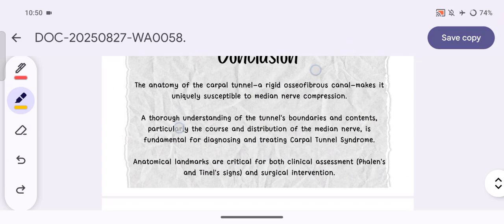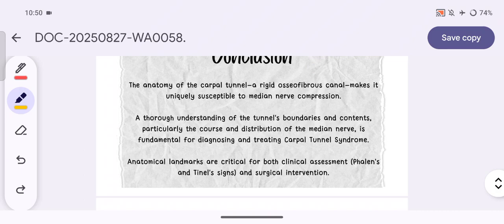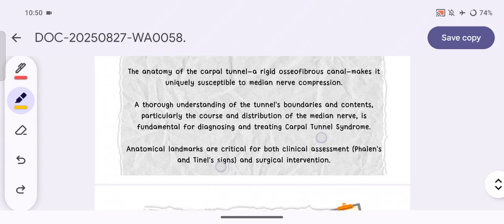Now, conclusion. The anatomy of the carpal tunnel, a rigid osteofibrous canal, makes it uniquely susceptible to median nerve compression. A thorough understanding of the tunnel's boundaries and contents, particularly the course and distribution of the median nerve, is fundamental for diagnosis and treatment of carpal tunnel syndrome. Anatomical landmarks are critical for both clinical assessment, Phalen's and Tinel's signs, and surgical intervention.